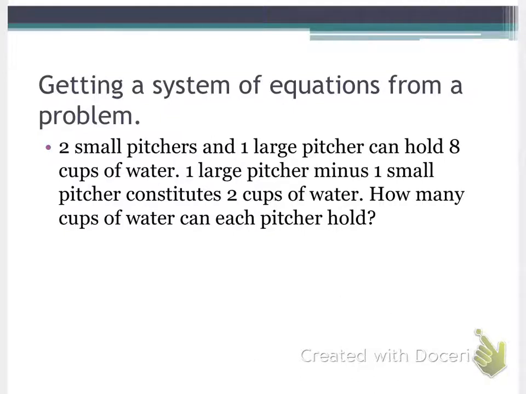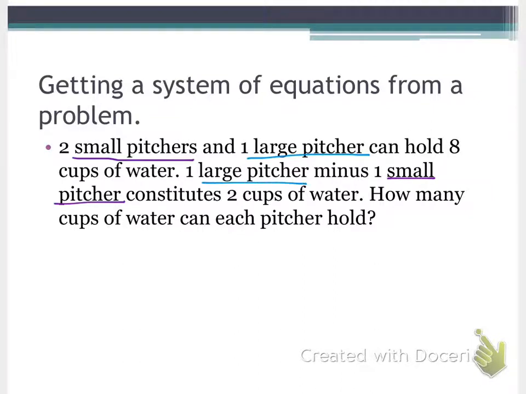2 small pitchers and 1 large pitcher can hold 8 cups of water. 1 large pitcher minus 1 small pitcher constitutes 2 cups of water. How many cups of water can each pitcher hold? So we have 2 variables here. We have small pitchers, which happens in both, and we have large pitchers, which happens in both sentences.